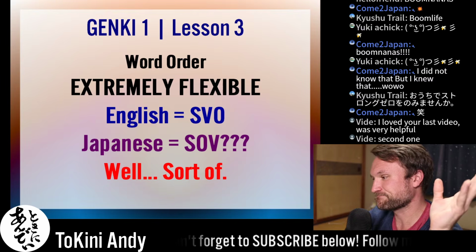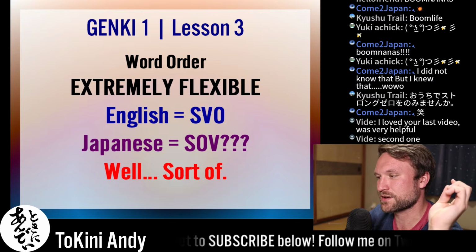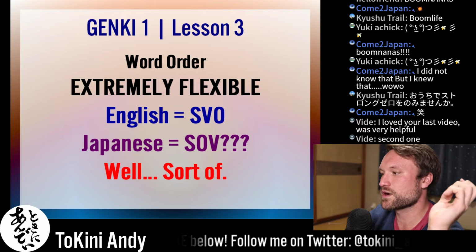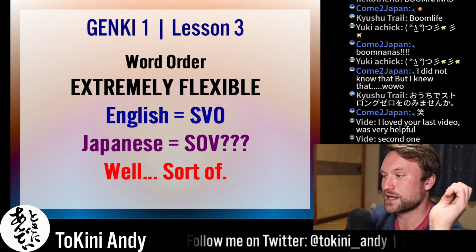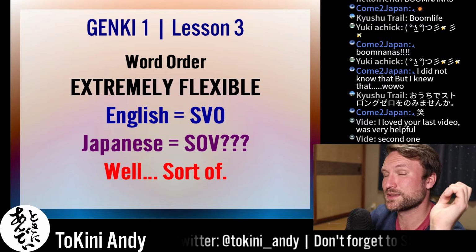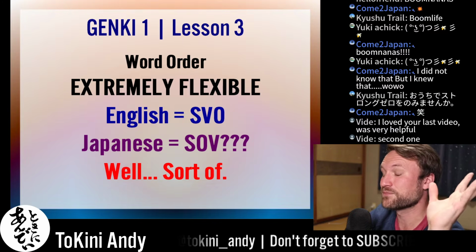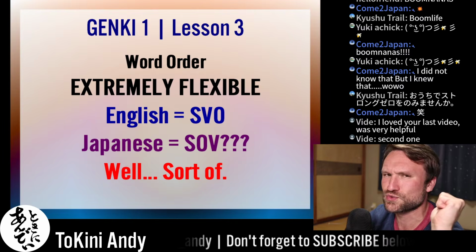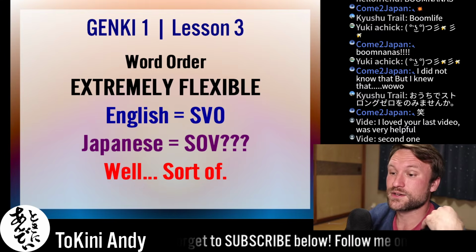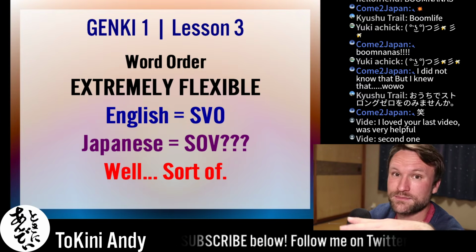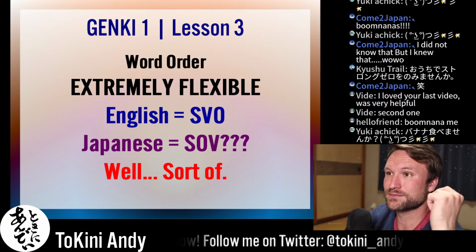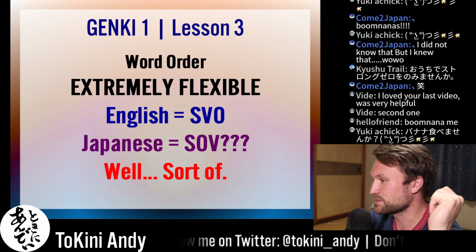The next is kind of just like what I was talking about with how you don't need to use particles, and that is the fact that word order in Japanese is extremely flexible, more flexible than in any language that I've ever studied. So for example, in English, you've got subject, verb, object, right? SVO. You've got the subject, so I, the verb, eat, the object, bananas. I eat bananas.